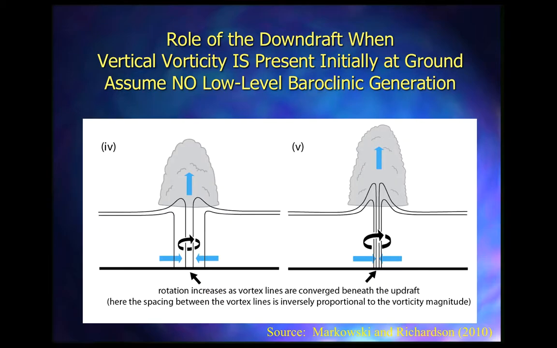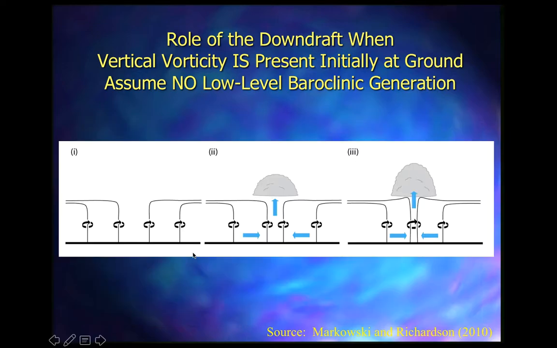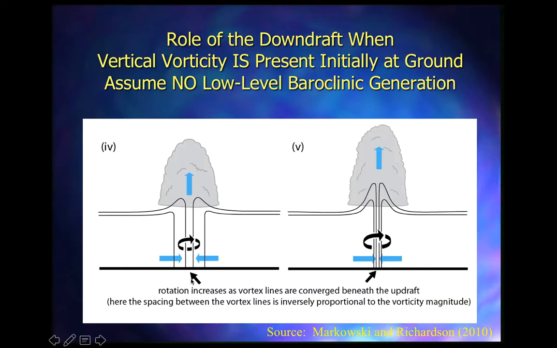Okay, so roll of the downdraft when vertical vorticity is present initially at ground. Okay, so here we are continuing this picture. On the left it says rotation increases as vortex lines are converged beneath the updraft. So as I said, this part here is advection, bringing the vorticity together. You get intensified vorticity now. You get convergence because you have low-level convergence, okay, beneath the updraft. And therefore, as it says here, the spacing between the vortex lines is inversely proportional to vorticity magnitude. In other words, the smaller the spacing, the larger the vorticity.